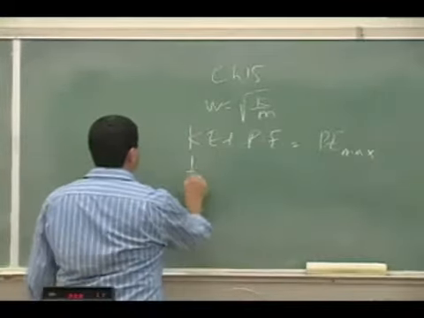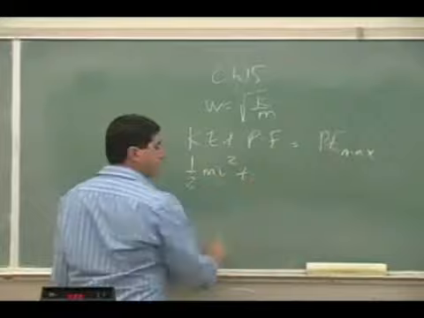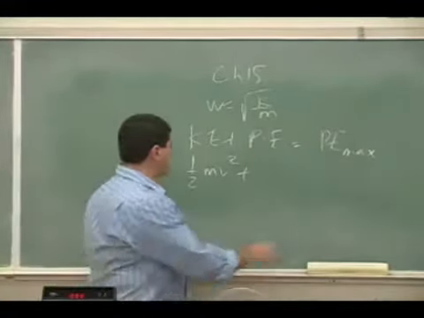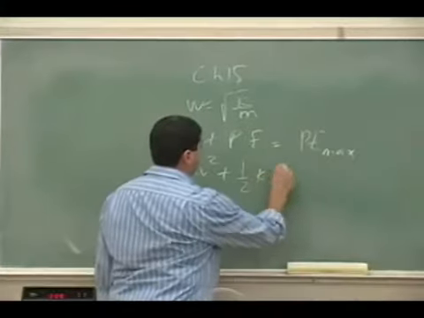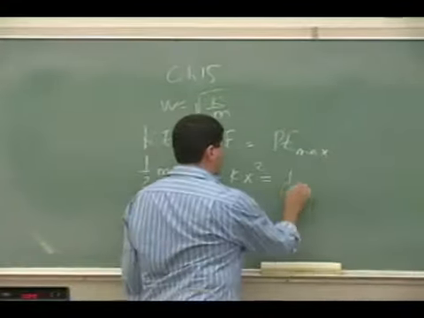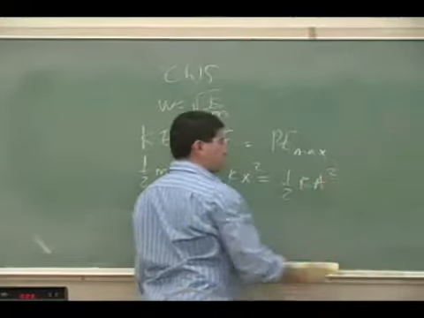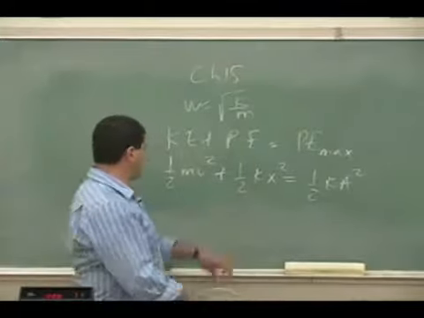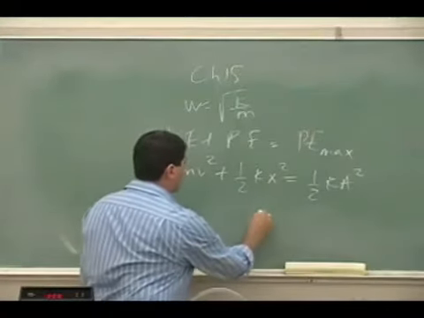So the kinetic energy of the mass plus the potential energy stored in the spring is equal to the maximum potential energy stored in the spring, which is half Ka squared. And from this, you can derive an equation for x at any value.